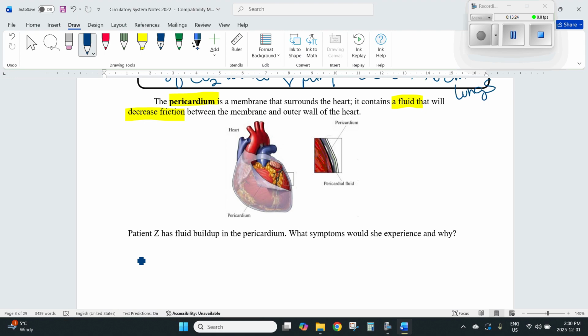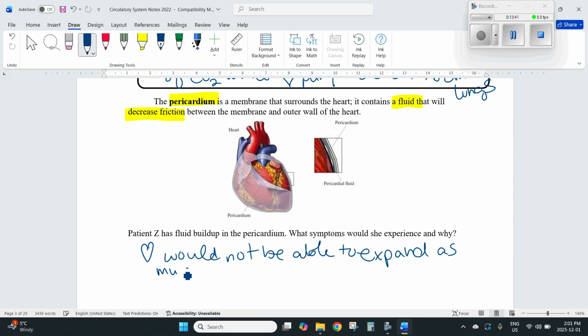Okay, so no, the heart would not be able to expand as much. Therefore, if it cannot pump as much or expand as much, this means less blood moving through the body.